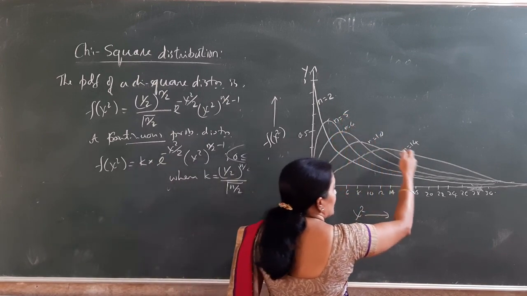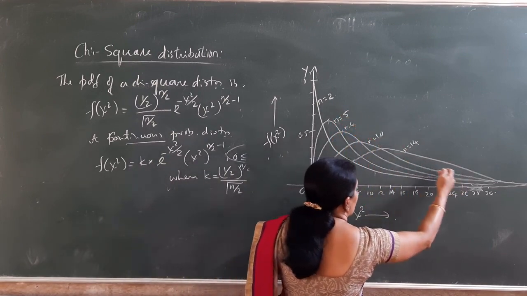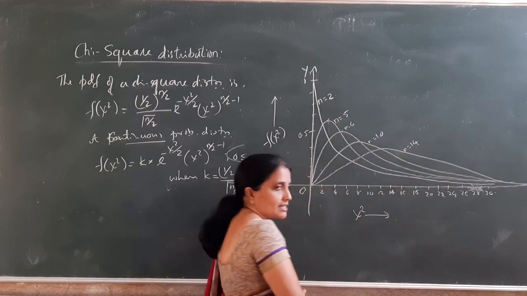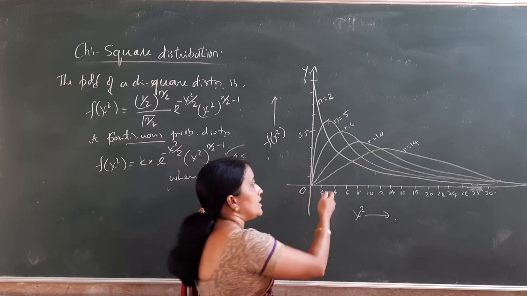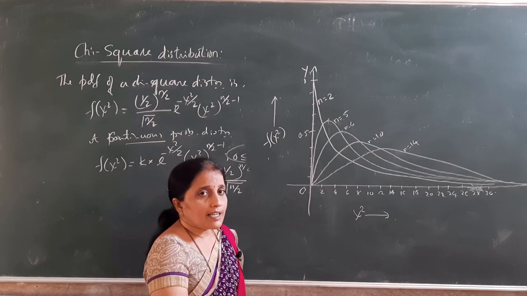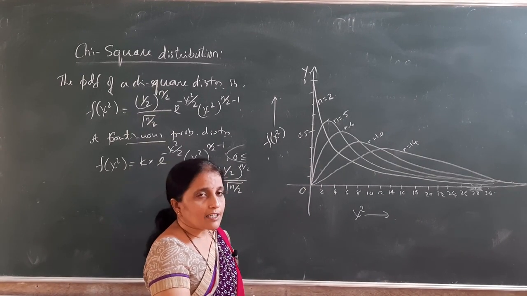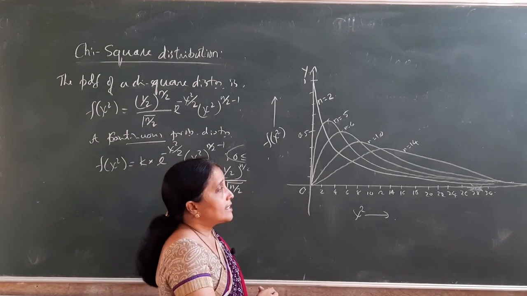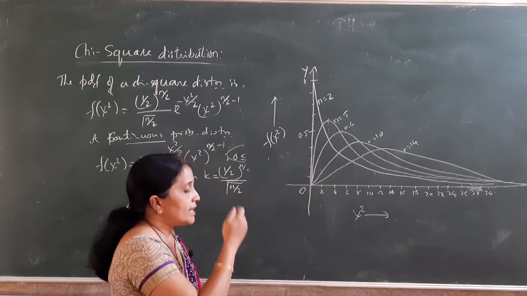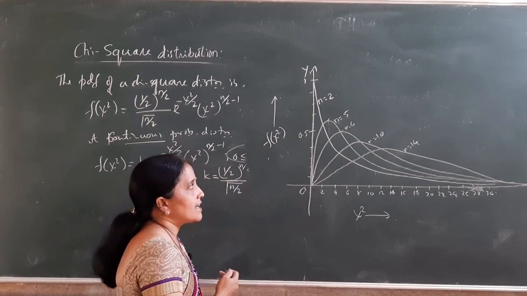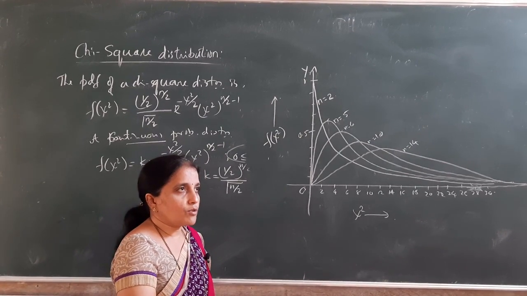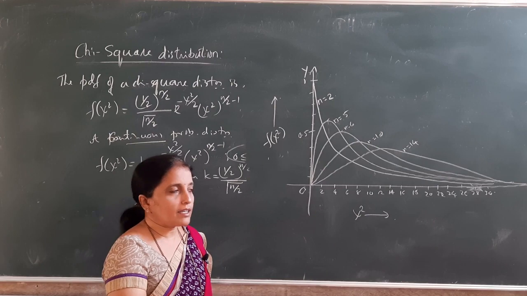As n increases, as the degrees of freedom increases, the peakedness of the curve also decreases. That means the chi-square curve is basically a leptokurtic curve, but as degrees of freedom increases, it reaches a mesokurtic curve. That is, the peakedness goes on decreasing as n tends to infinity. This is about the probability curve of a chi-square distribution.